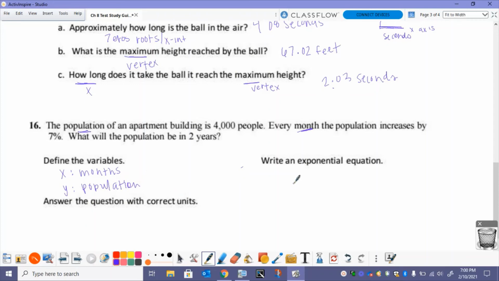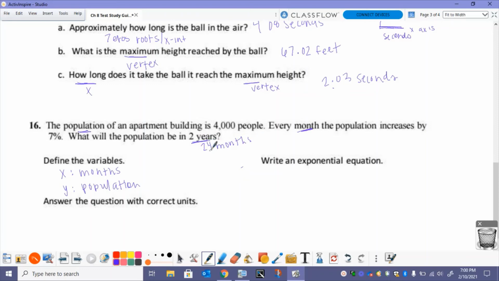All right, so 2 years. We haven't done these in a minute, so you might have to think back a little bit. But if we're noticing that our population increases monthly, we need to first convert this 2 years to months, which is 24 months.